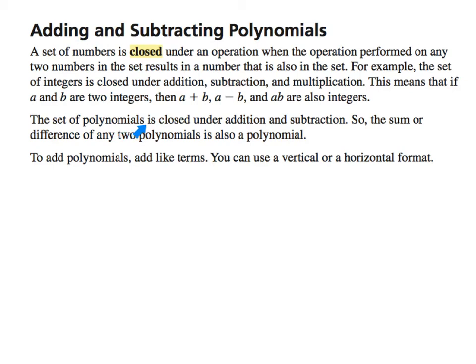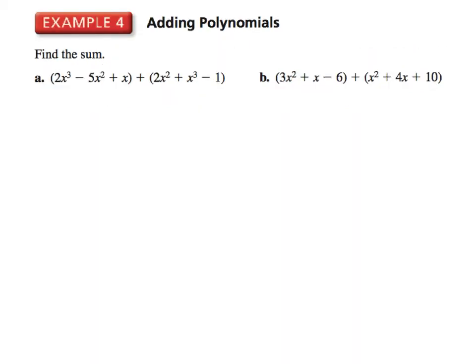So the set of polynomials is closed under addition and subtraction. The sum of any 2 polynomials is a polynomial. That's what it means. The sum of any two polynomials would also give you a polynomial, as will the difference. To add polynomials, all you do is add like terms. I'm going to show you how to add vertically or horizontally, but honestly, most of this is done with no work. We're going to start with A.